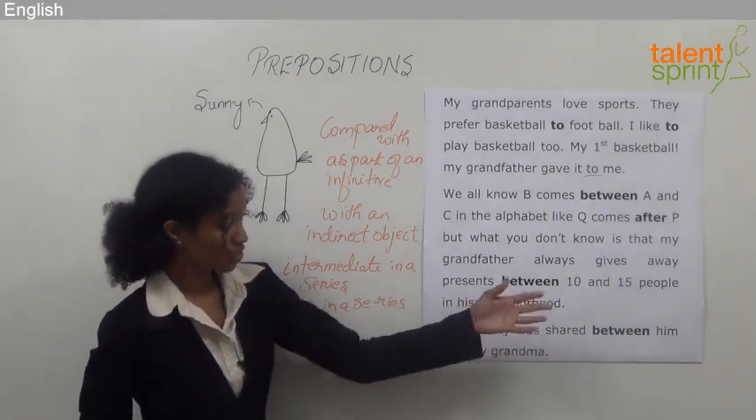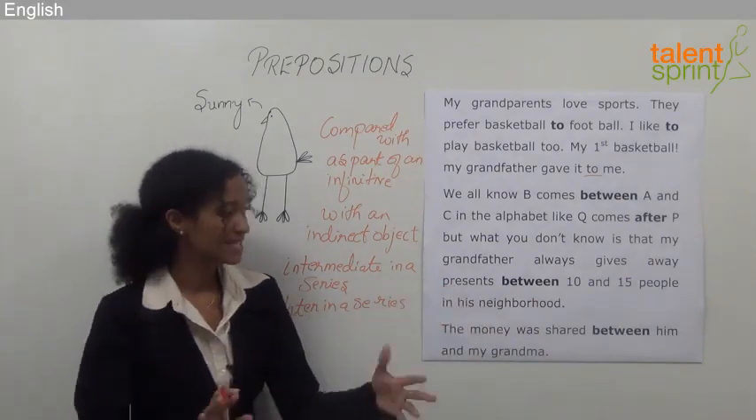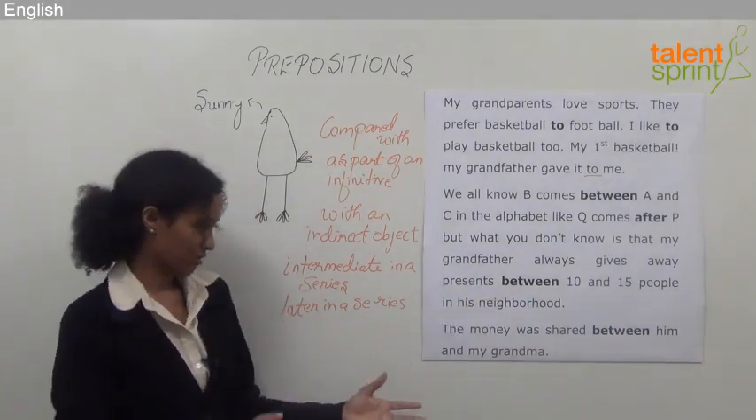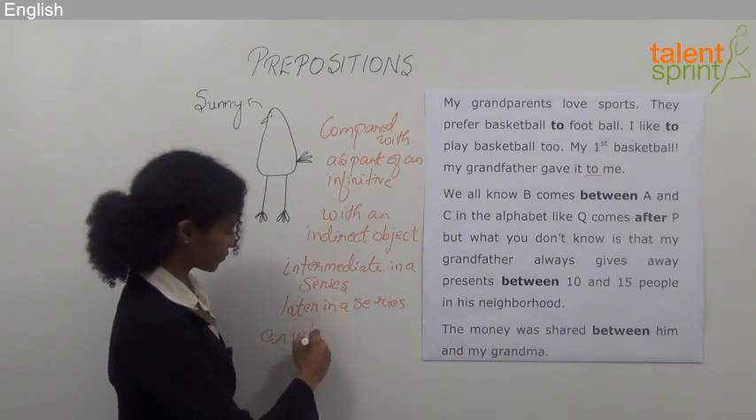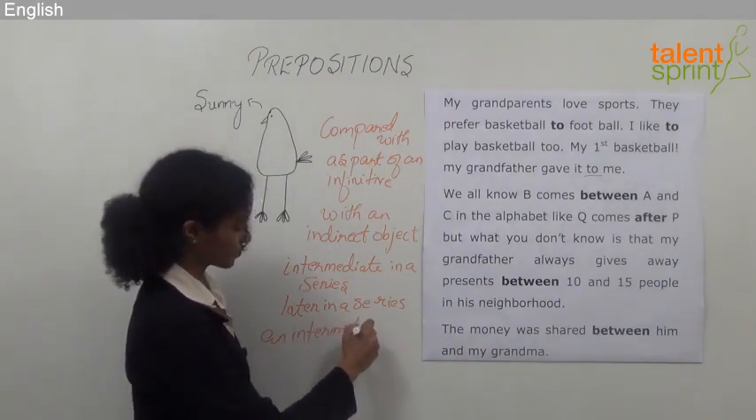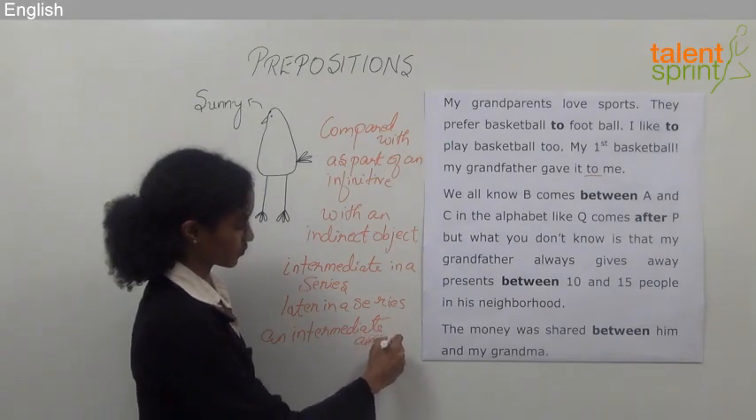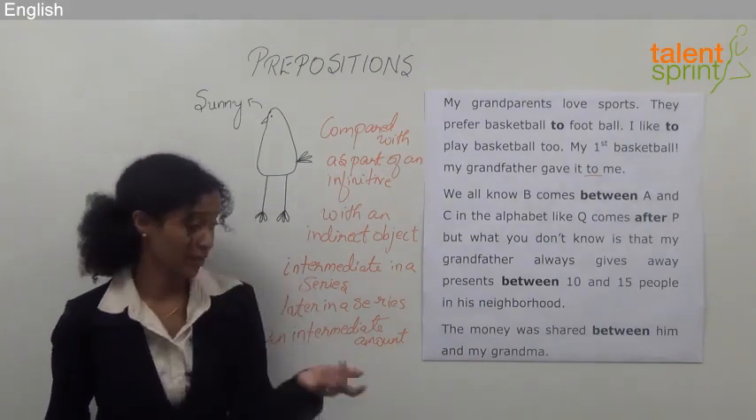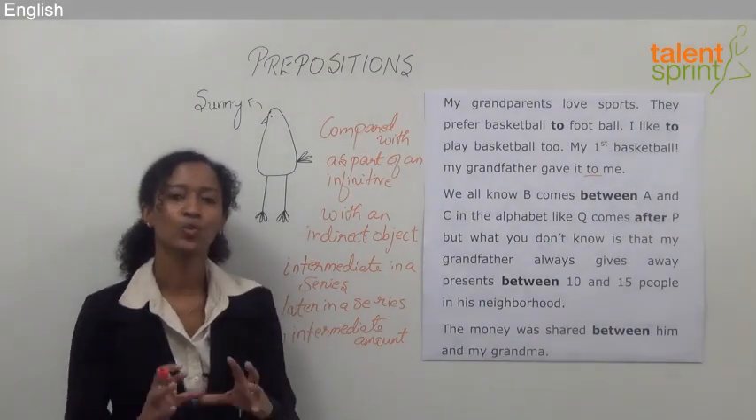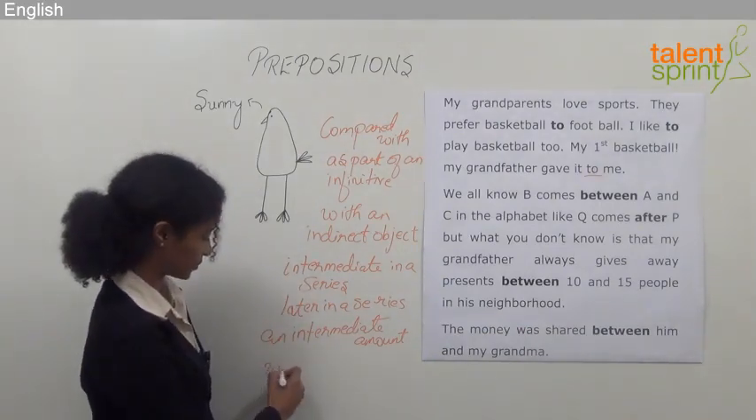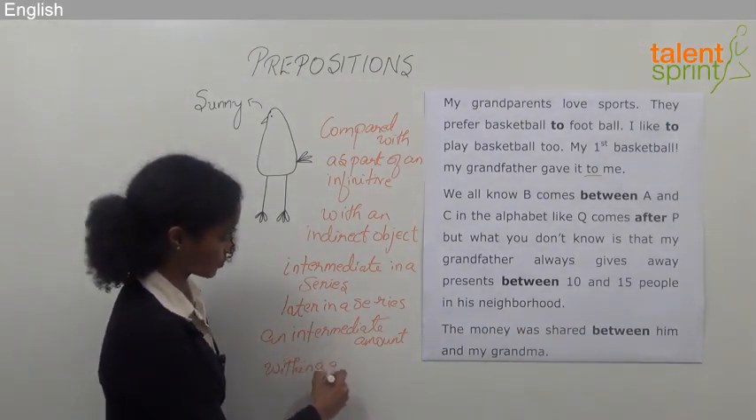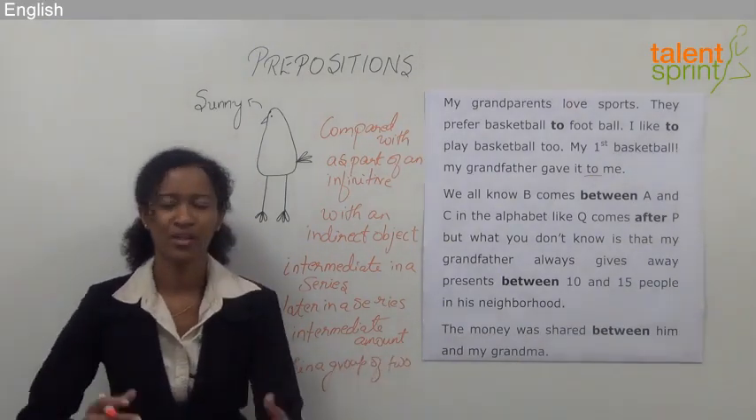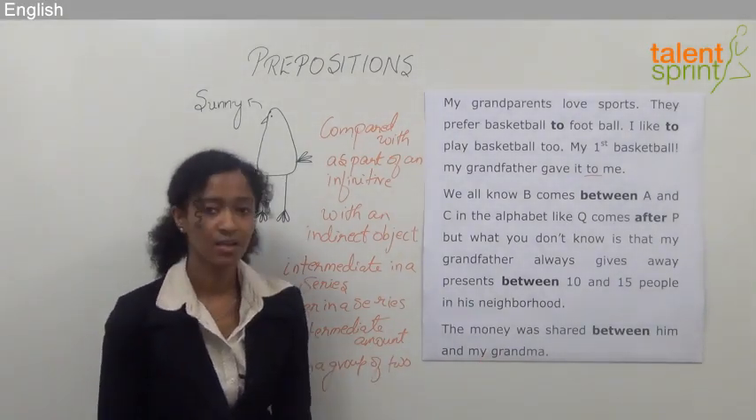Here, this between, what you don't know is that my grandfather always gives away presents between 10 and 15 people. This between denotes an intermediate amount, 10 and 15. And the last sentence, the money was shared between him and my grandmother. There, between denotes within a group of two. So the money was shared between Ram and Hari. So when there's two people, we say between.